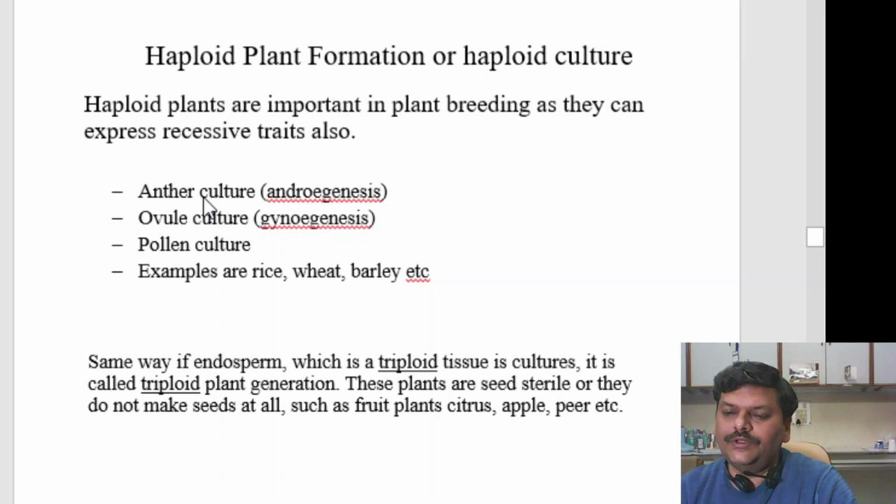And for all the major crop plants like rice, wheat, barley, etc., good protocols are available by which we basically do anther culture or pollen culture for haploid plant production.